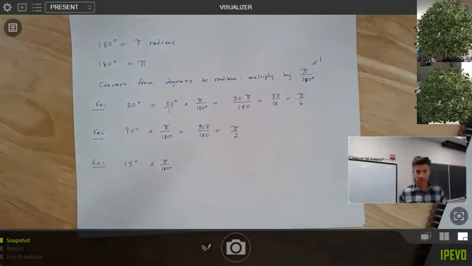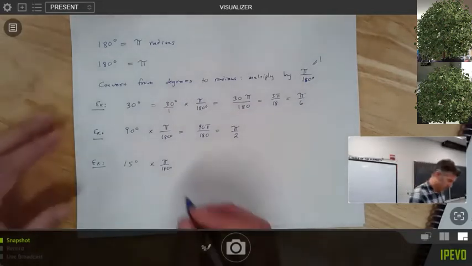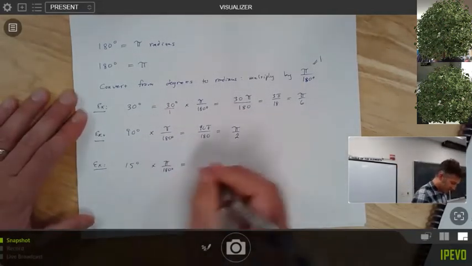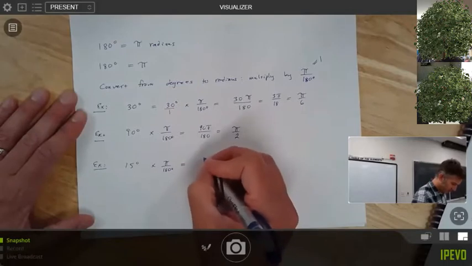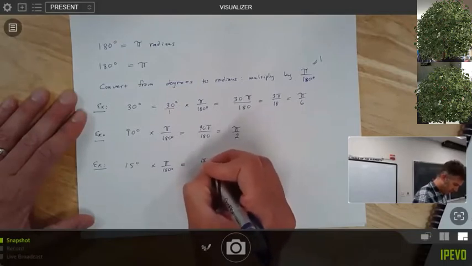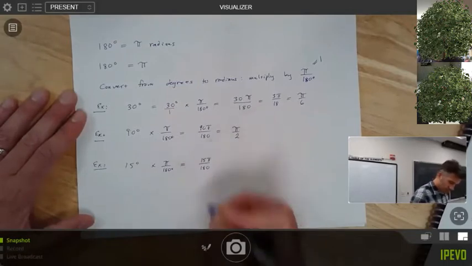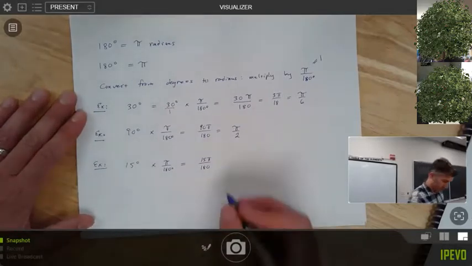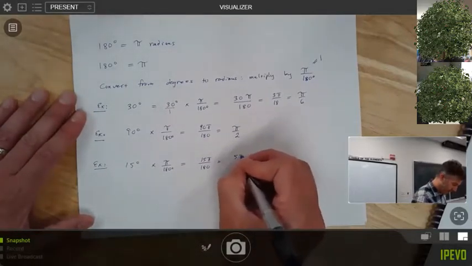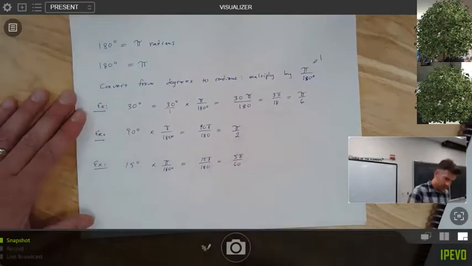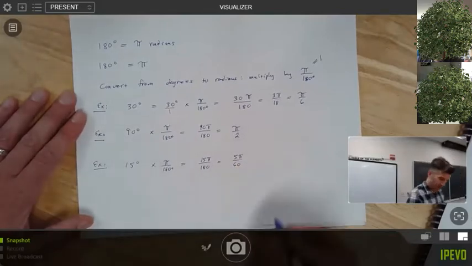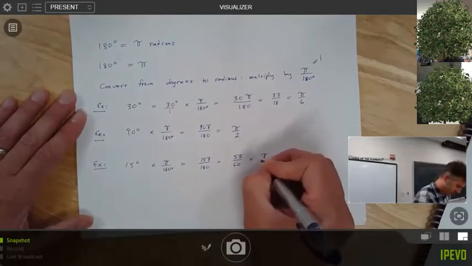Or 15 degrees, we can also convert, right? So you can convert any degree to radians. Sometimes it's nicer than others. So this converts to what, 15 pi over 180. We can divide top and bottom by 3 and get 5 pi over 60. And 5 goes into 60 12 times. So that's going to be pi over 12.